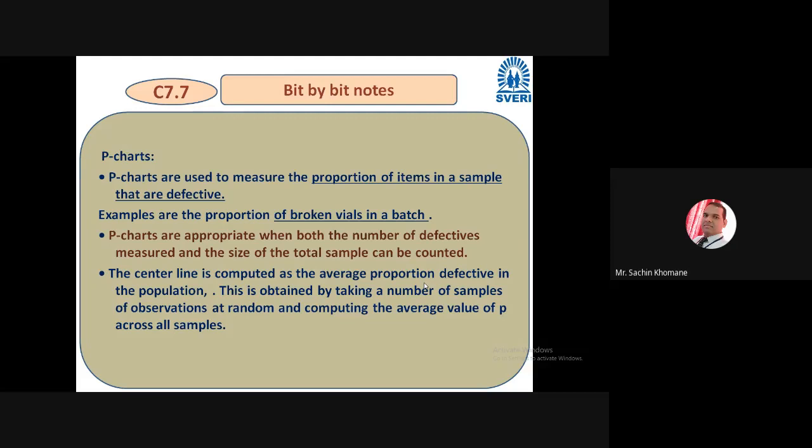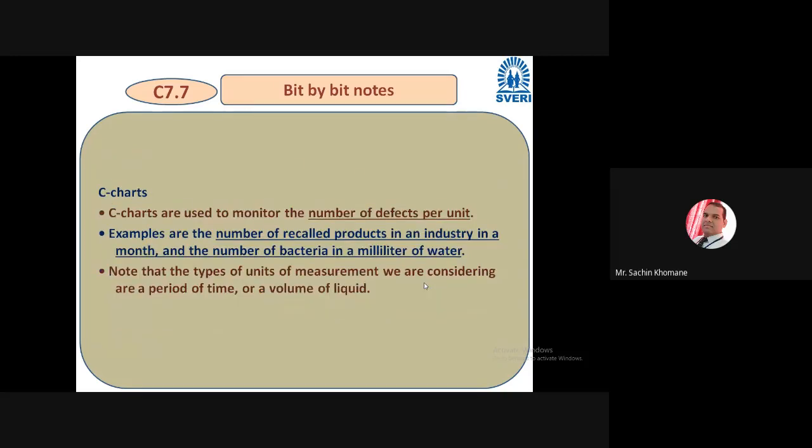So, in short, regarding the P chart, if you want to find out how many items are defective, suppose every time only 2% defects are there, defective or broken, so you are getting 2%. Every time it should be 2%, it should not be more than that. So whenever you want to calculate this kind of thing, P charts are appropriate. Now, what is the C chart? C charts are used to monitor the number of defects per unit.